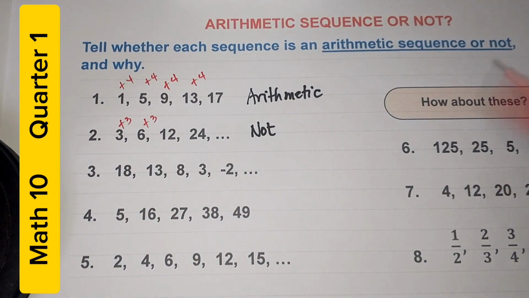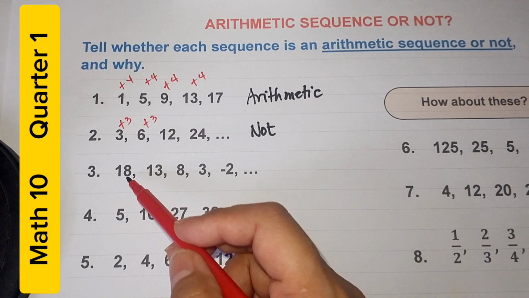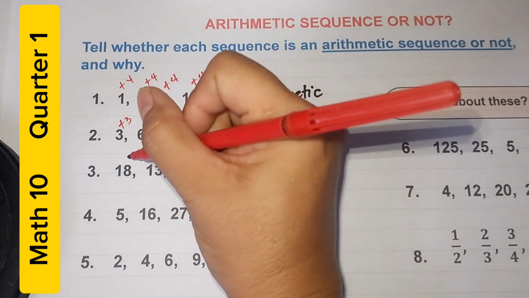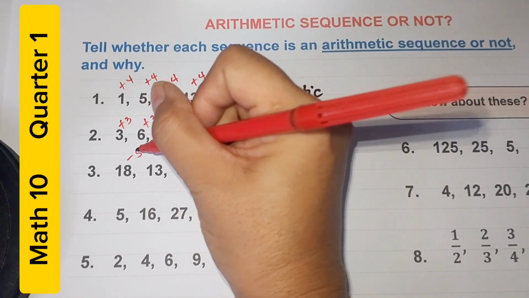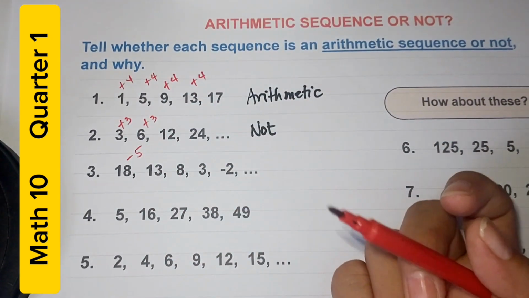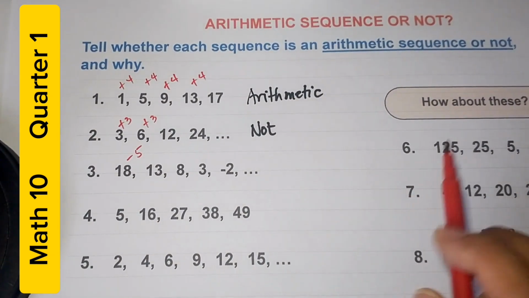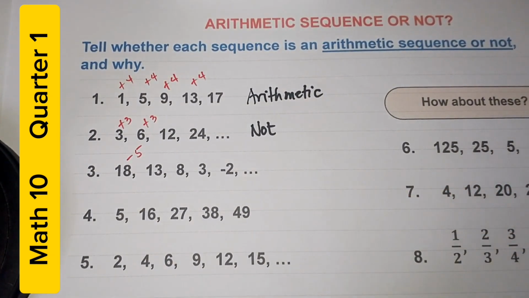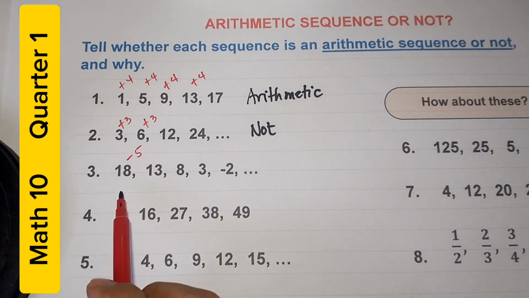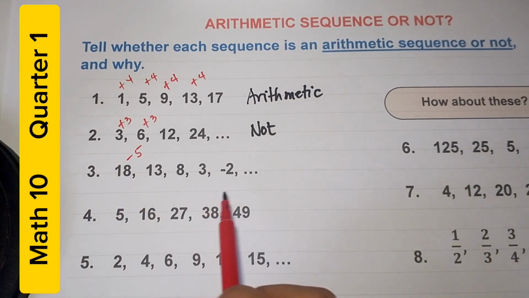For number 3, okay, so 18 to 13, that is subtracting 5. So 18 minus 5 is 13. Now, even if we say that we must be able to find a number that must be added to get the next number, subtracting is also applicable because subtracting is the same as adding the negative inverse. Okay? So, if we can find a constant number that can be subtracted from each term to get the next term, then it is an arithmetic sequence too.